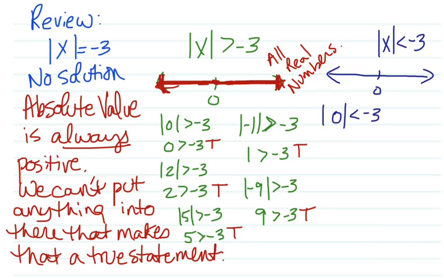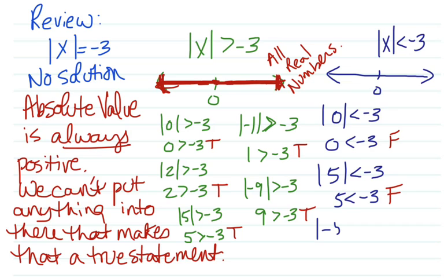So let's again test some numbers. We'll try 0. Absolute value of 0 is 0. 0 less than negative 3? No. Try a bigger positive number. Absolute value of 5 is 5. That's not true. Absolute value of negative 5? That's 5, so that's also not true. So guess what? Nothing will be true.